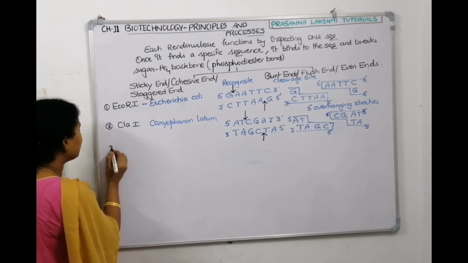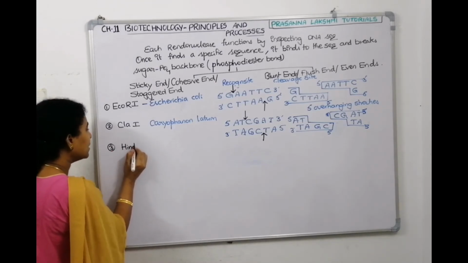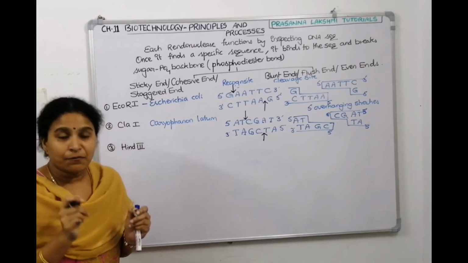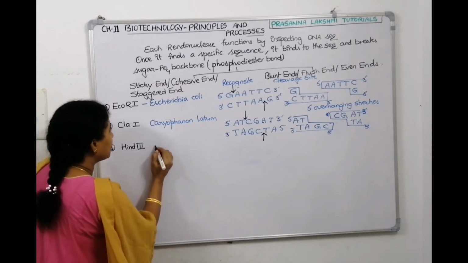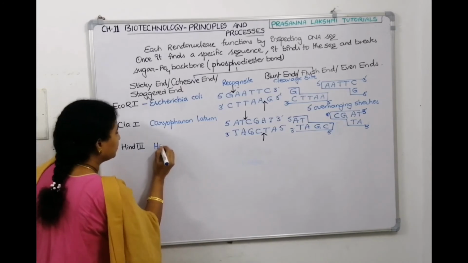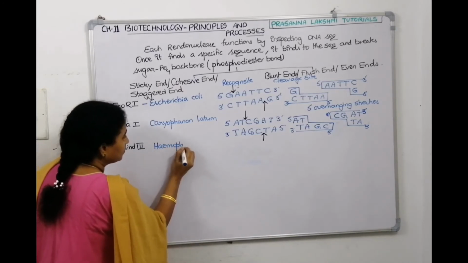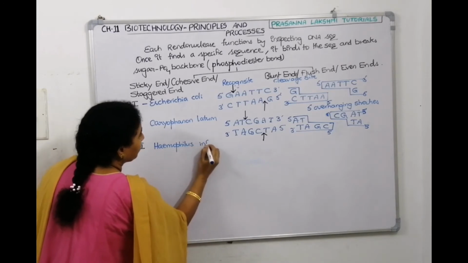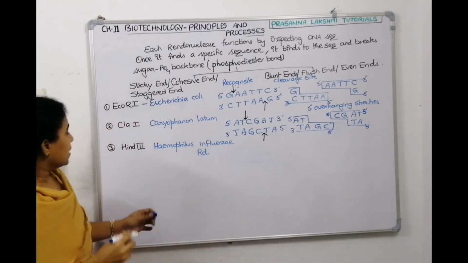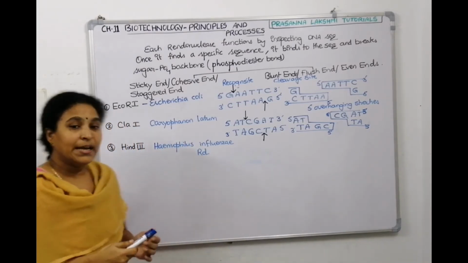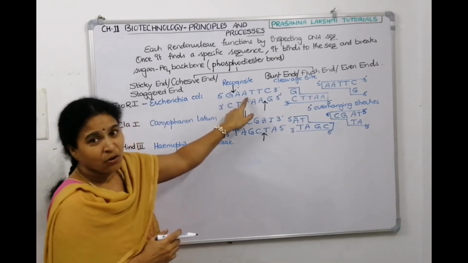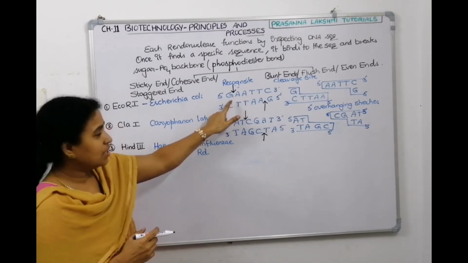The third enzyme is HindIII, which is isolated from a bacteria called Haemophilus influenzae Rd strain. We'll write with blue only, Haemophilus influenzae. Now, what is the sequence? For HindIII it is AAG. For EcoRI it is GAA, no? Opposite, AAG. Write it down here.